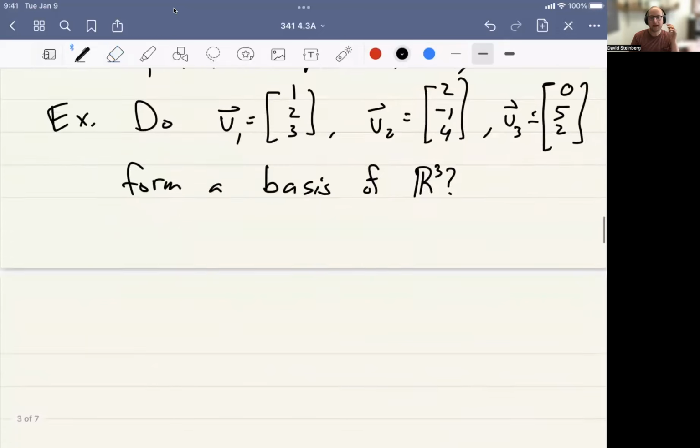Let's do another example. You might ask, do the vectors v1, v2, v3 form a basis of R3? And you might stop me and say, wait, David, we already have a basis of R3. What is wrong with E1, E2, and E3? And there's nothing wrong with them.